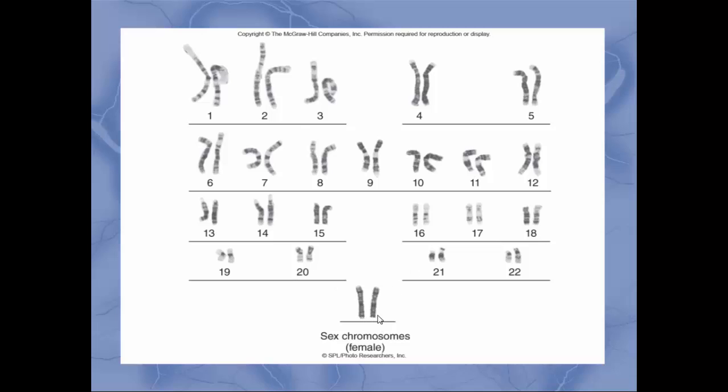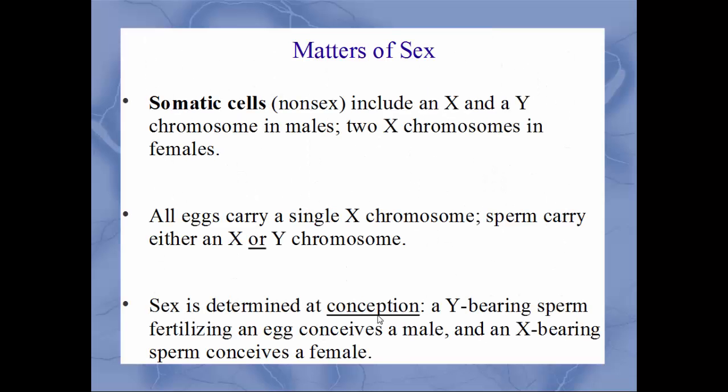Now there will be a karyotype on your chapter test. I'm not going to ask you to identify a particular disease, but you need to be able to identify: is this person male or female, and do they have the normal number of chromosomes or not? And if not, what term should be used? Let's see, the somatic cells, or the non-sex cells, will include an X and a Y for males, and of course 2 X's for females.